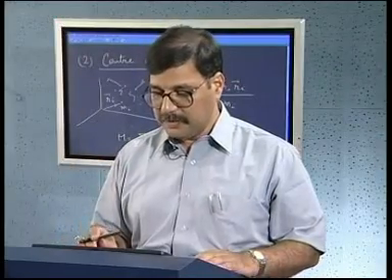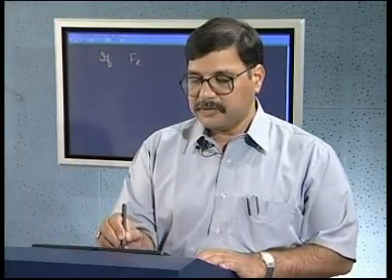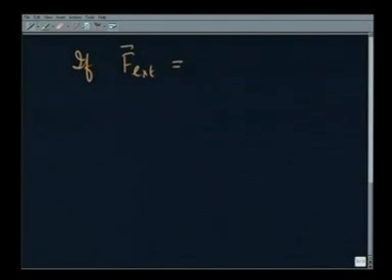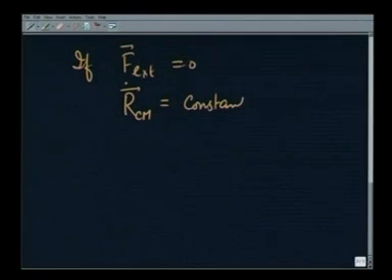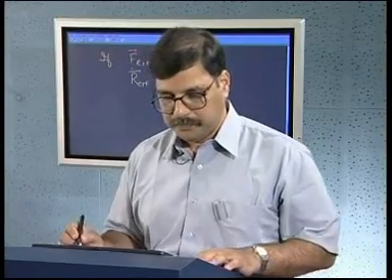In other words, if F external, the net external force, is 0, I am going to have R CM dot equal to constant. That is, the center of mass would keep on moving with constant velocity. We solved one example using this in the previous lectures.